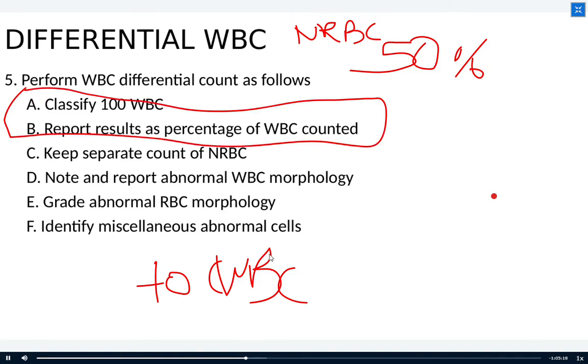But there are cases, let's say your patient has leukemia, you would be required to check the rest because you can see blasts and different abnormal cells. But if the patient is normal, you can actually just do the classifying of 100 WBCs.